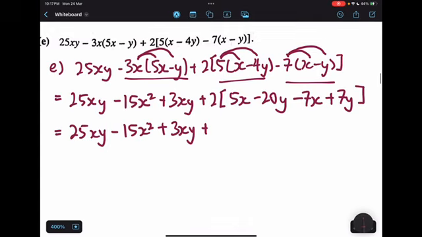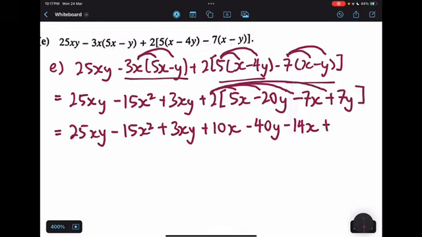I have positive 2 times 5x, that will give me positive 10x. Positive 2 times negative 20y, that will give me negative 40y. And positive 2 times negative 7x, that will give me negative 14x. And lastly, positive 2 times positive 7y, that will give me positive 14y. Alright, now I have everything expanded. What I can do now is simplify.